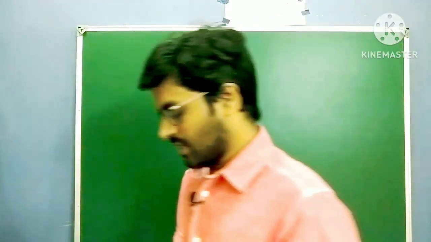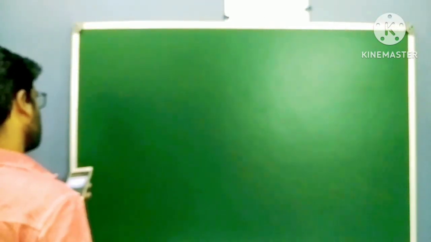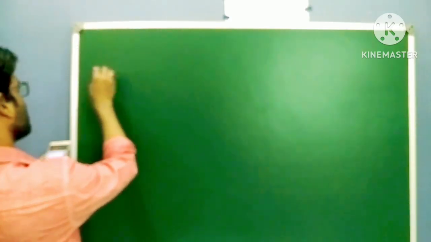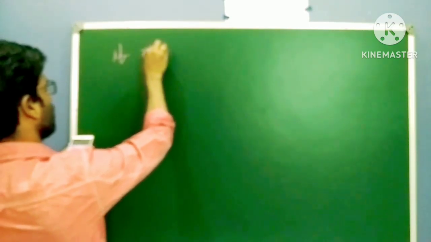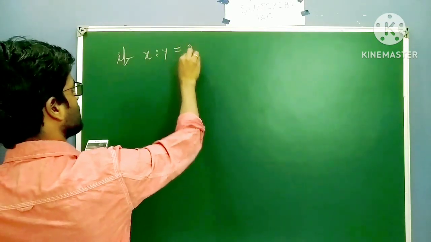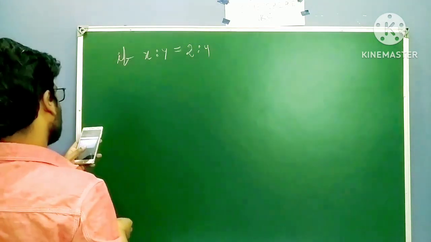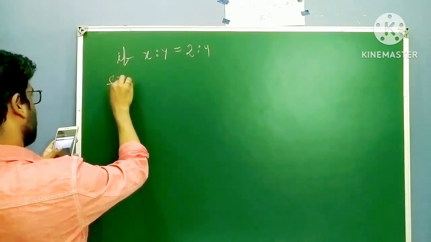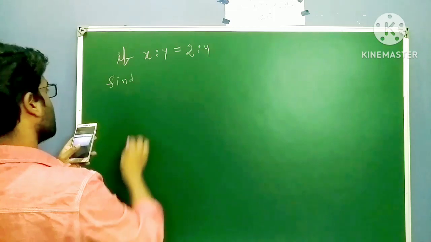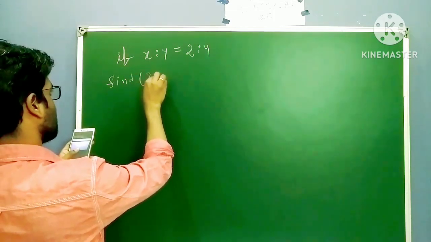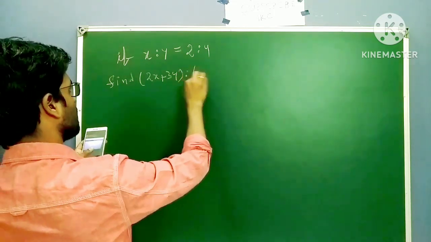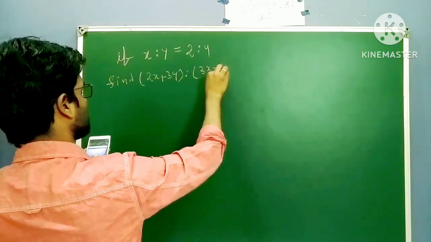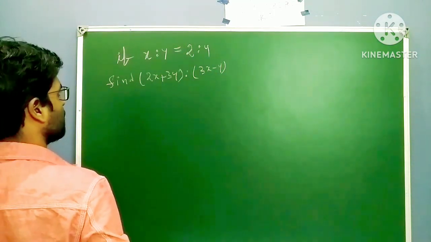Yeah, let us start. So the first question in this ratio and proportion is, if x is to y is 2:4, find 2x plus 3y is to 3x minus y. This is the question, right?